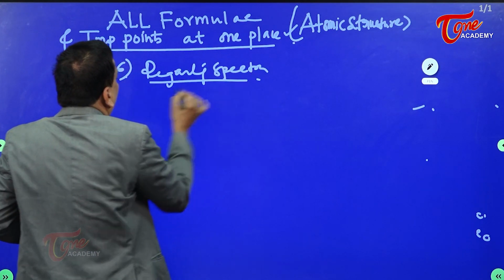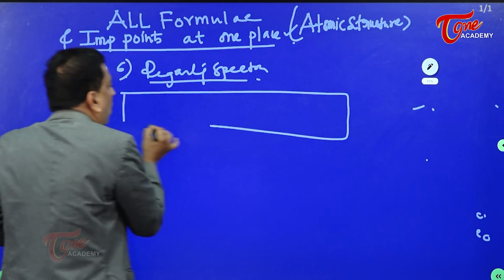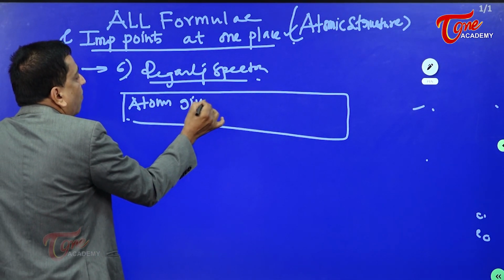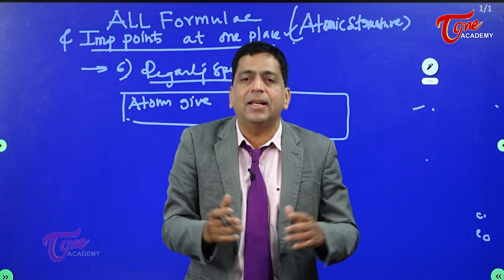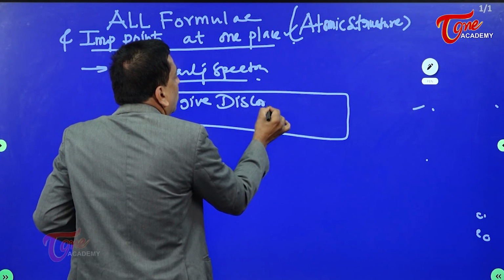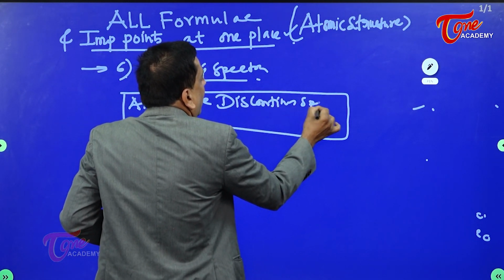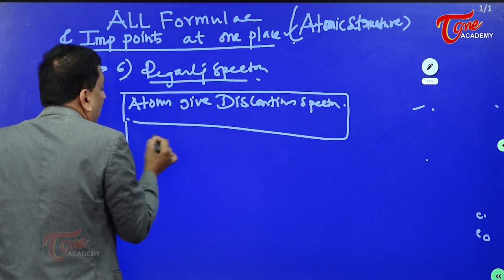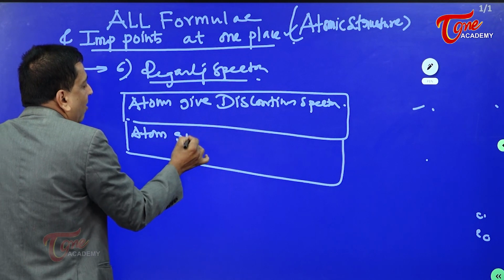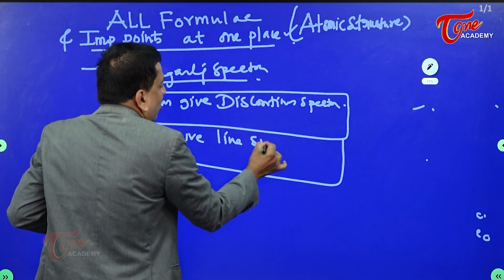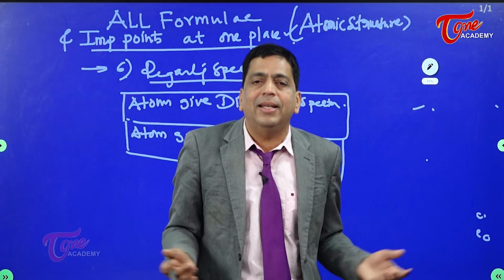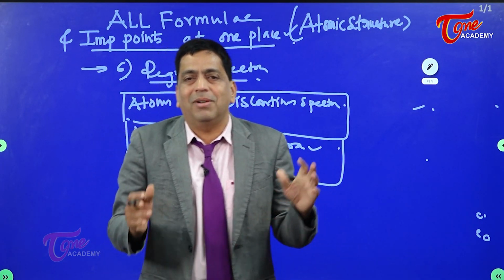Here are the questions. First of all, understand that atoms give discontinuous spectra. Or otherwise, we have the other name for it: atoms give line spectra. You must understand that they give discontinuous spectra and line spectra. Now, what is line spectra?